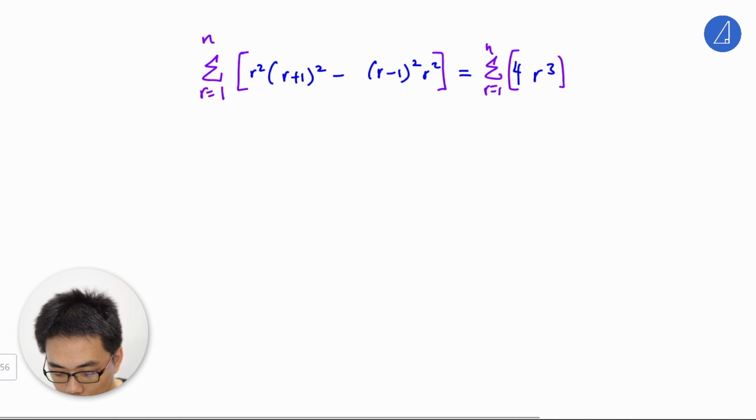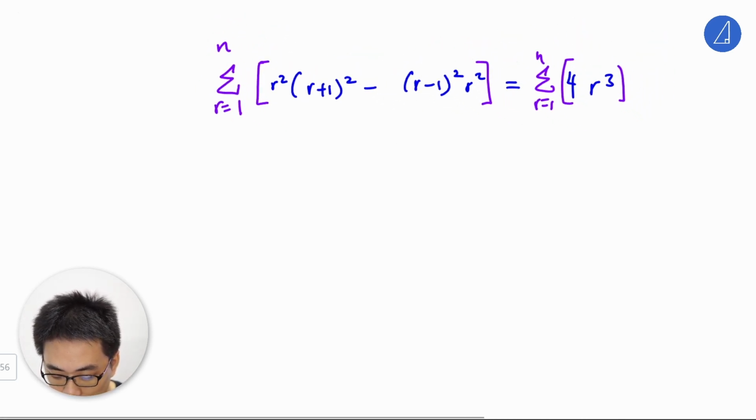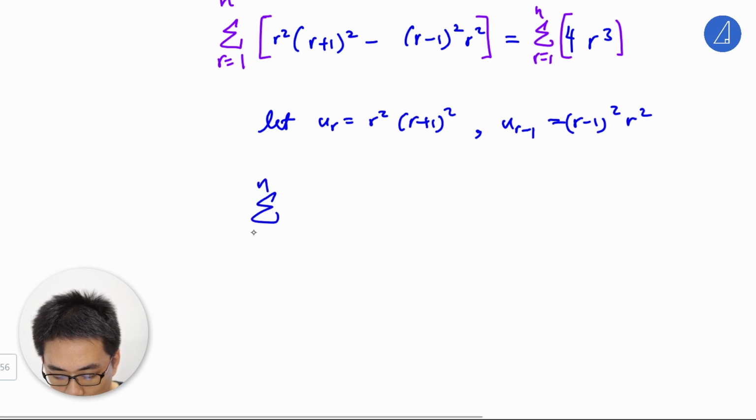Okay. Then you just do this MOD, not an issue. So if you are lazy like me, I'm going to let U_R equal R squared, (R plus 1) squared. And then this will imply that U_(R minus 1) equals (R minus 1) squared, R squared. Okay. So if you're lazy like me, I will just do this.